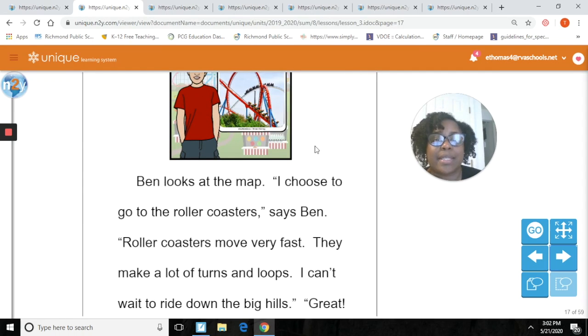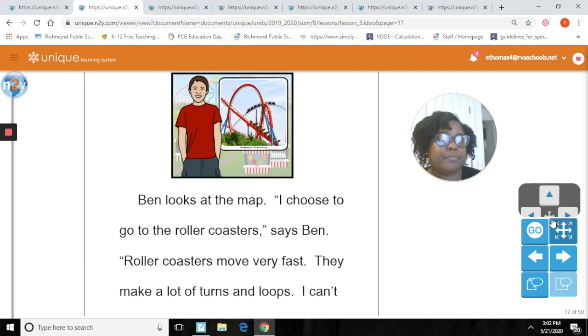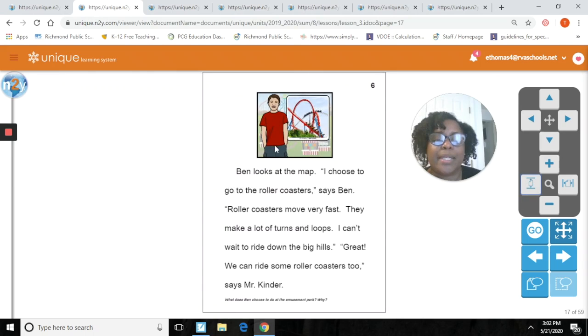Ben looks at the map. I choose to go to the roller coaster, says Ben. Roller coasters move very fast. They make a lot of turns and loops. I can't wait to ride down the big hills. Great. We can ride some roller coasters too, says Mr. Kinder.